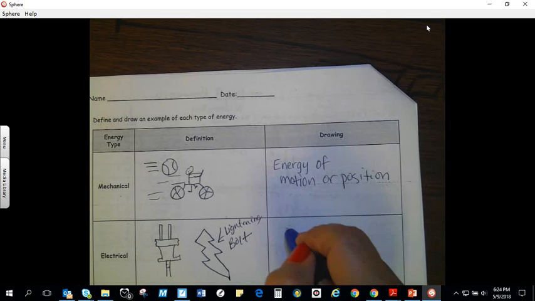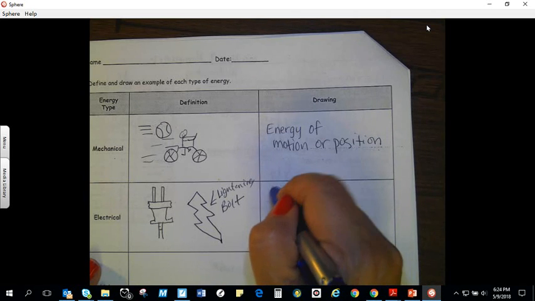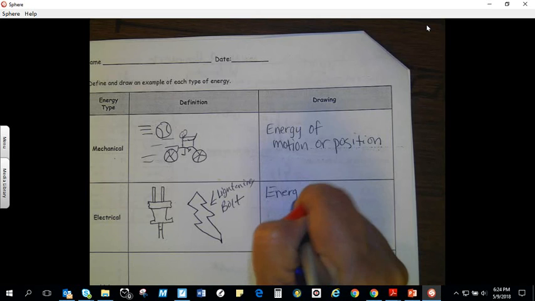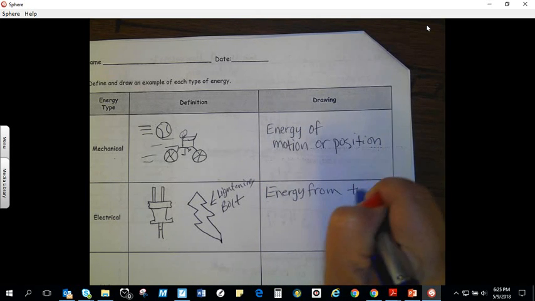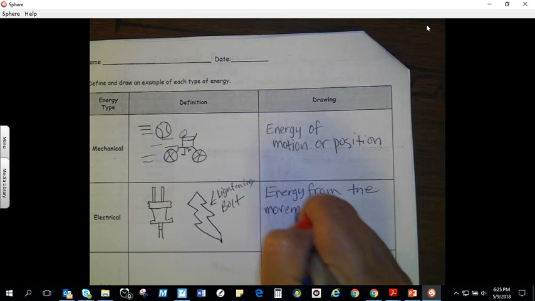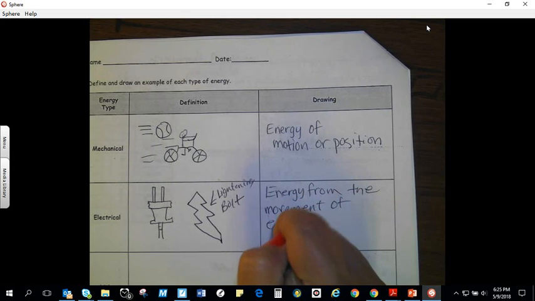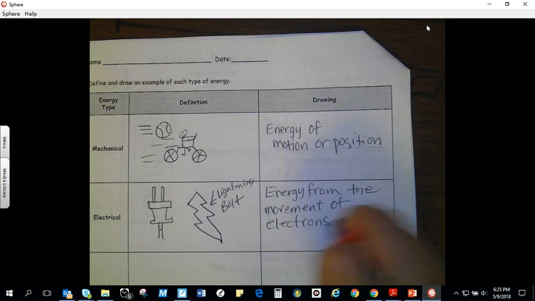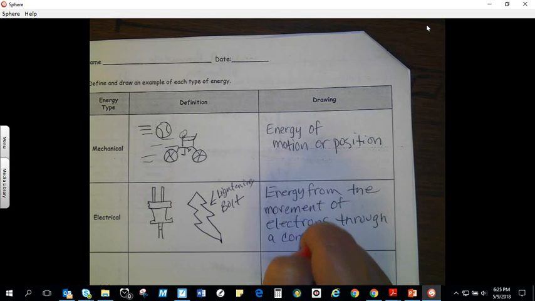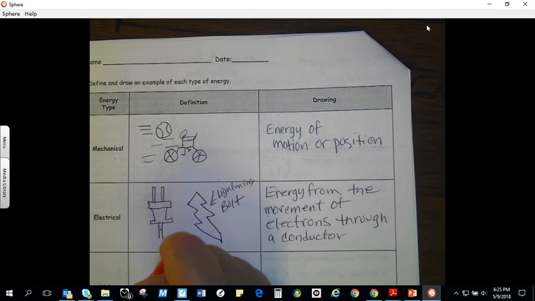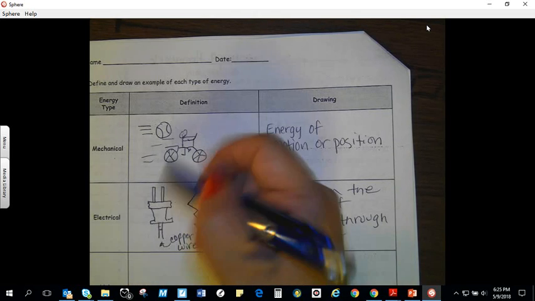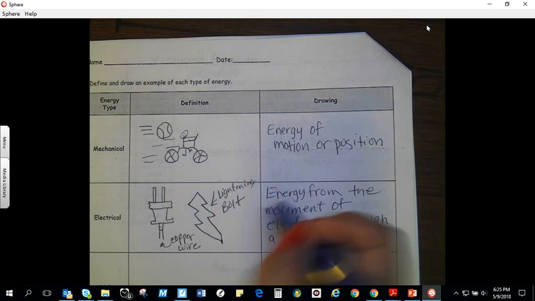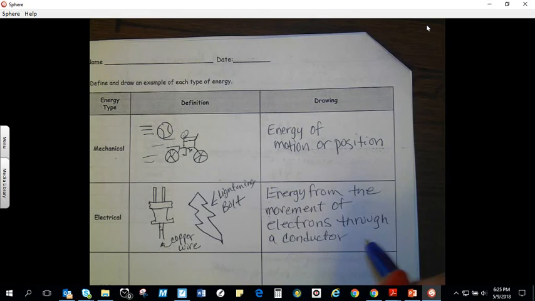Okay, so electrical energy is energy from the movement of electrons through a conductor. Okay, so here you will have the copper wires. And then it meets the circuits in here, and of course you interact with the insulator. Okay? Alright, now let's go to light.